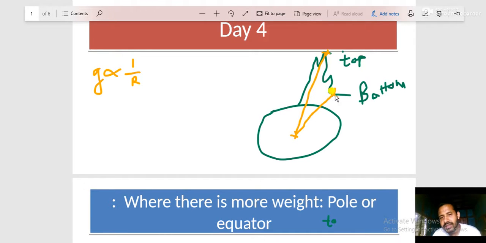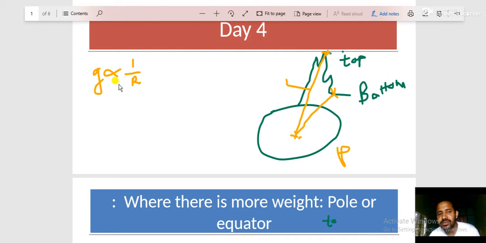Now obviously this distance is more. So what we can say: the distance from the center of the planet to the top of Everest is more than the distance from the center of the planet to the bottom of Everest. Again I am saying, this is the center of a planet, so the distance from the center of the planet to the top of Everest is more than the distance from the center of the planet to the bottom of Everest.